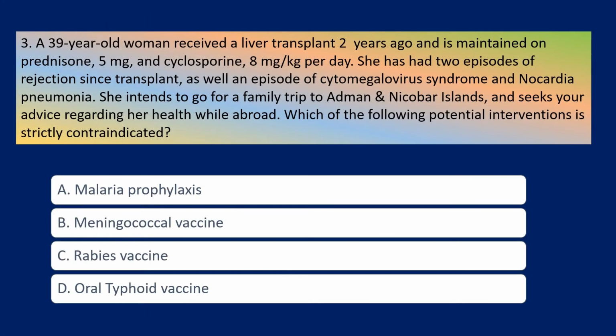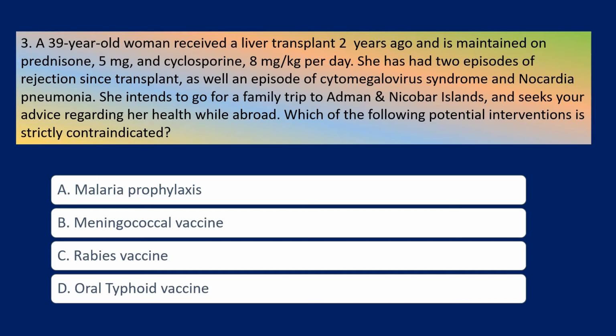A 39-year-old woman received a liver transplant 2 years ago and is maintained on prednisone 5 mg and cyclosporine 8 mg per kg per day. She has had 2 episodes of rejection since transplant, as well as an episode of CMV and Nocardia pneumonia. She intends to go for a family trip to Andaman Nicobar Islands and seeks your advice regarding her health while abroad. Which of the following potential interventions is strictly contraindicated?